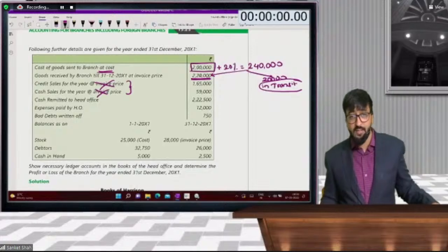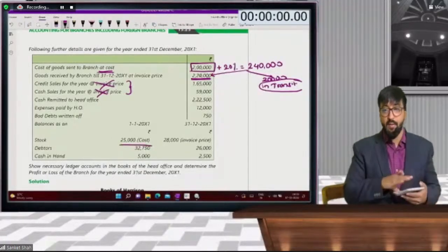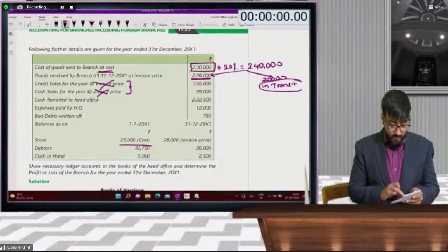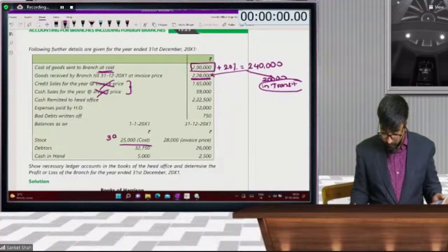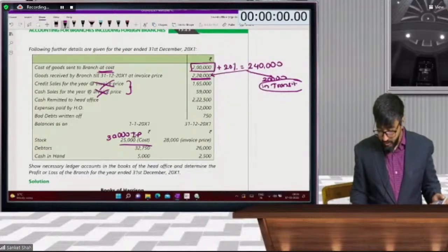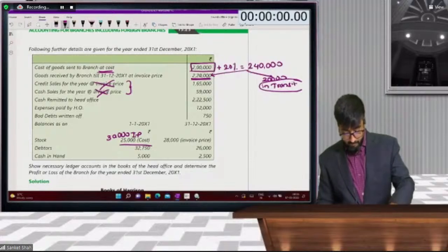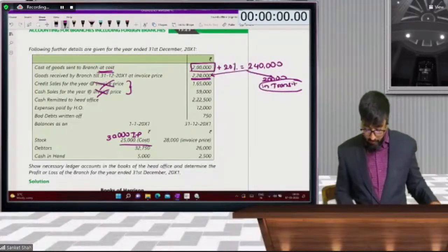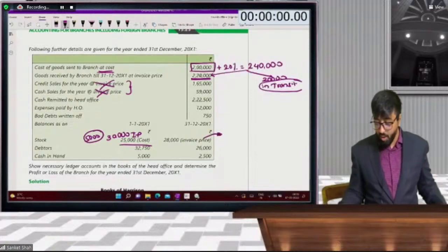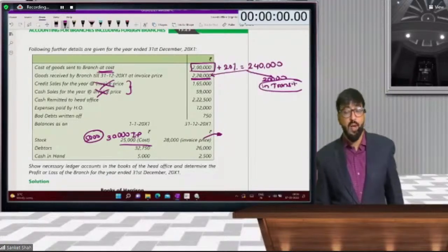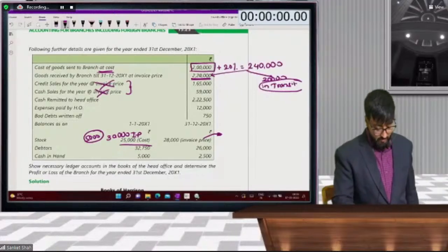Sir, very easy question. Stock 25,000 is at cost. So add 20%, so this is 30,000 at invoice price. And 28,000 is invoice price. So 5,000 is loading over here. Yes, can you calculate loading? On 28,000, I'm giving you 1 minute 15 seconds. Can you tell me how much loading will come on 28,000?